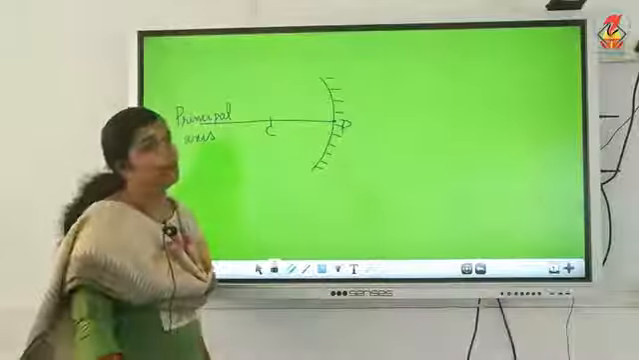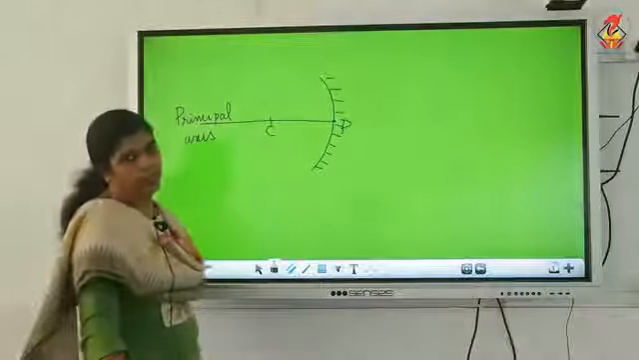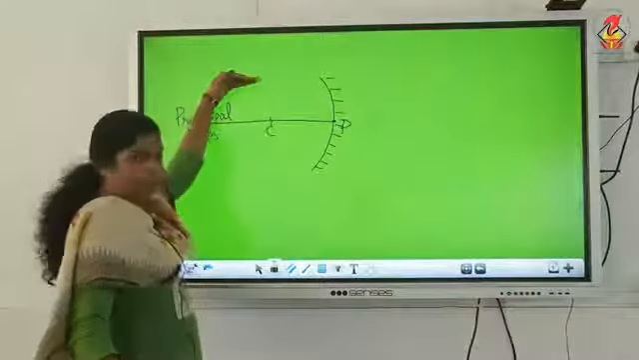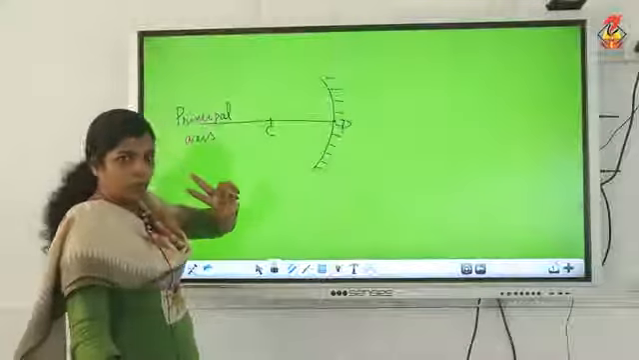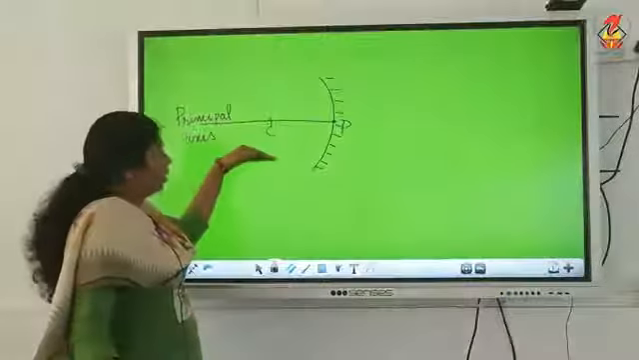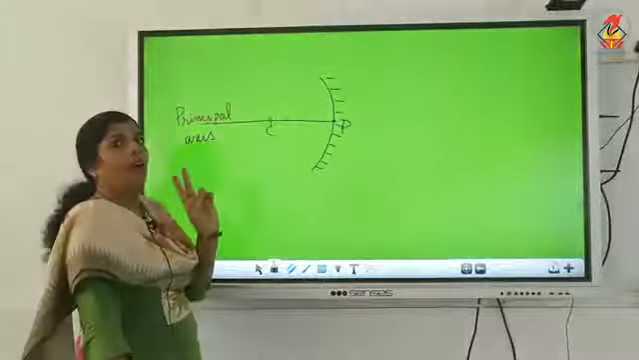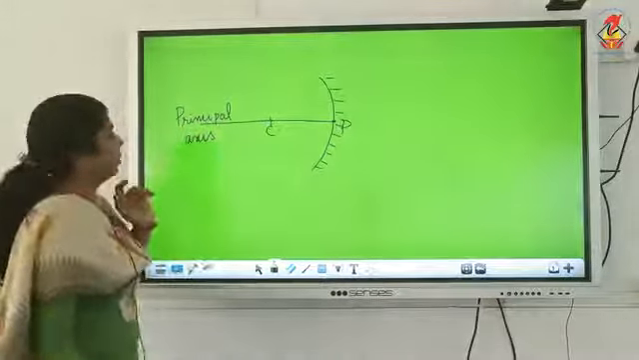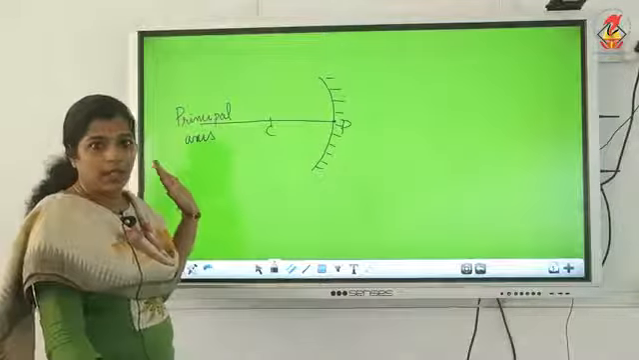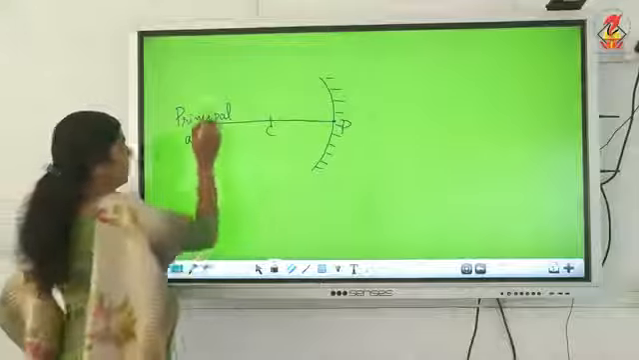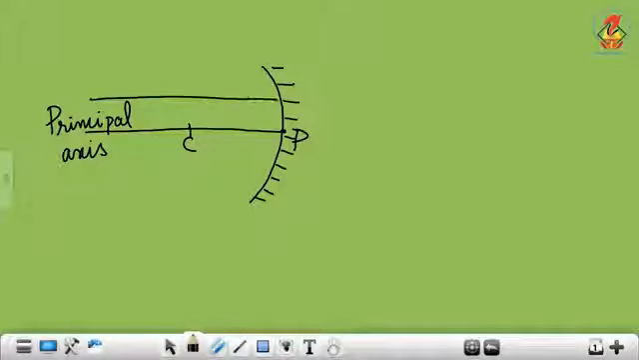parallel to the principal axis on both sides. On the top of the principal axis, I will draw two light rays. On the bottom also, I will draw two light rays. Two straight lines parallel to the principal axis.